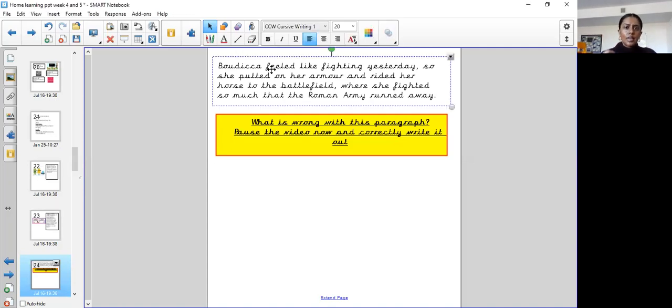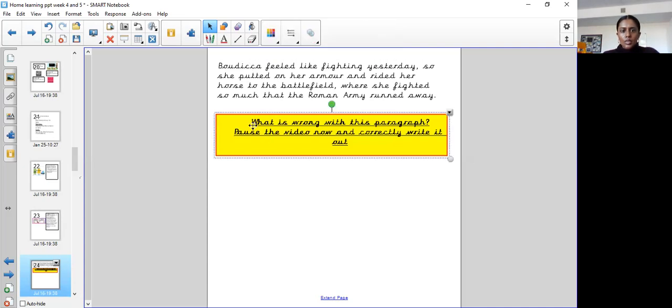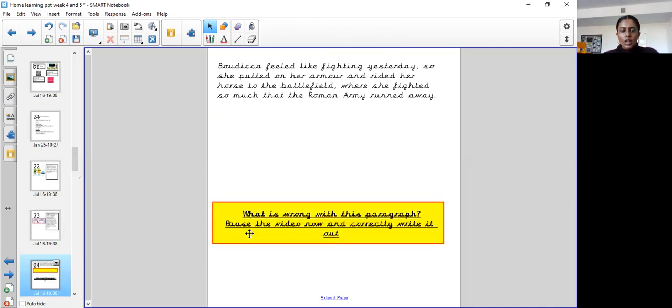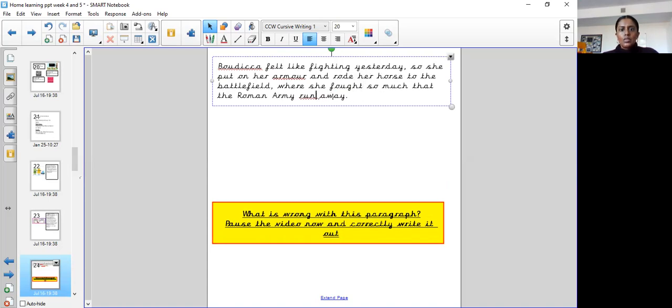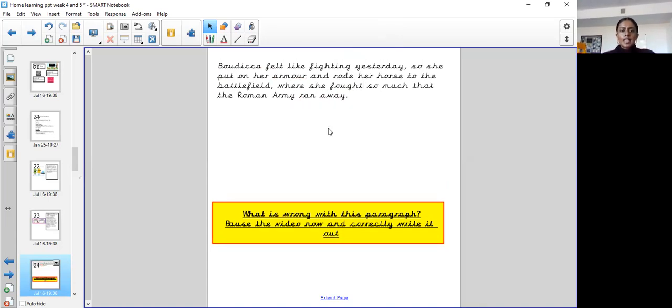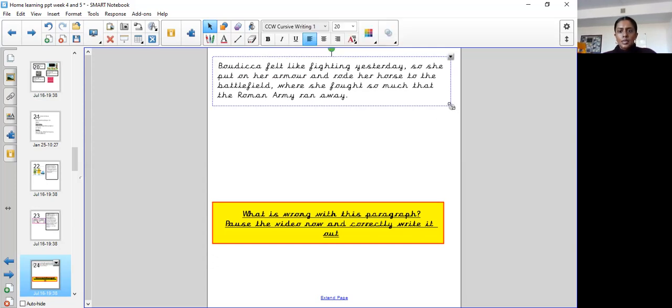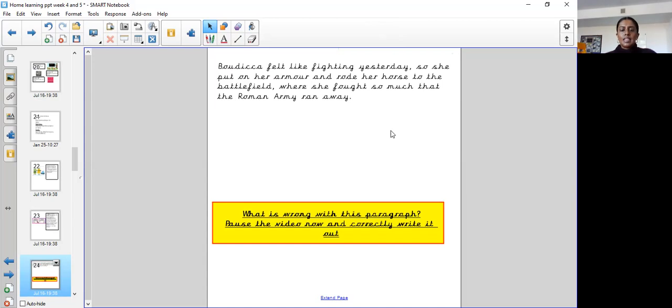You might have had a chance to pause the screen and have a go at rewriting it. I am going to move this down a little bit, and we are going to correct this paragraph. Boudica felt, capital B for Boudica, like fighting yesterday. So she put on her armour and rode her horse to the battlefield where she fought so much that the Roman army ran away. The paragraph has now been changed to past tense because we're talking about yesterday, and yesterday is in the past tense.